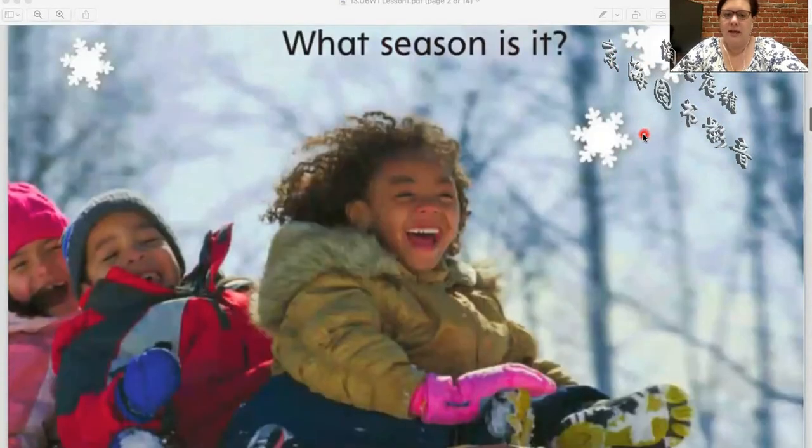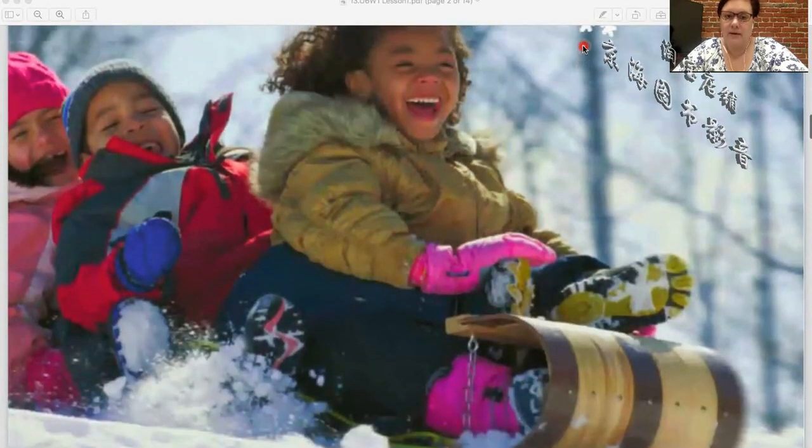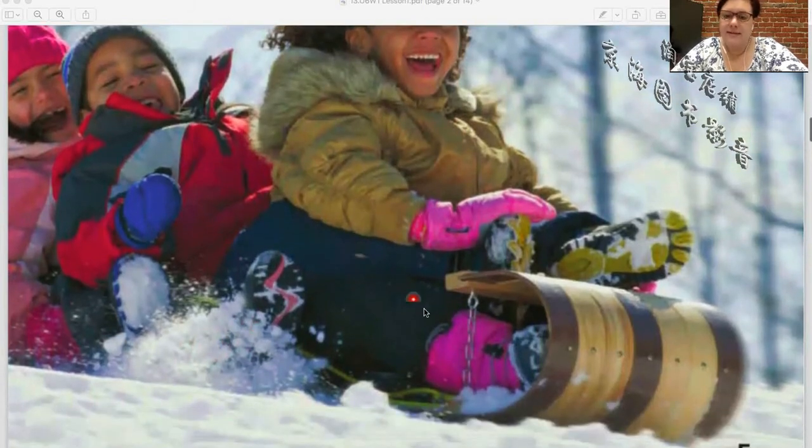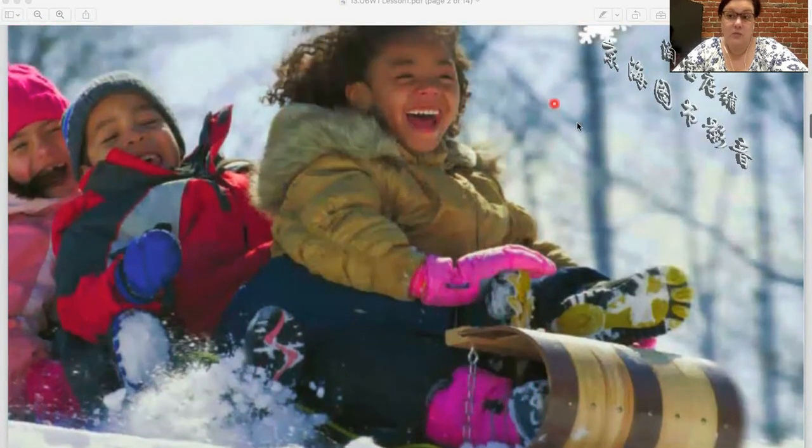So looking at this picture, what season is it? Yeah, it's winter. How do you know? There's snow. Okay, what else? It's really cold. They're wearing a lot of clothes. Okay, what else? Yeah, they're using a sleigh, okay, or a toboggan, whatever you want to call it, a sled. So they're playing in the snow. So these are the ways that we can tell that it's winter time, okay? Because in the winter time, we play in the snow.